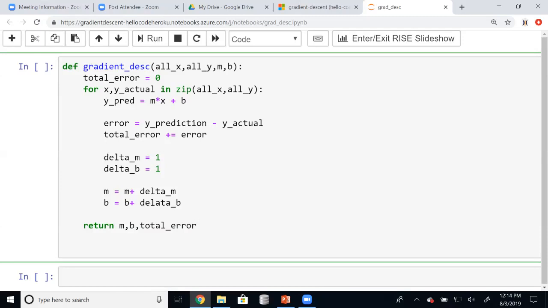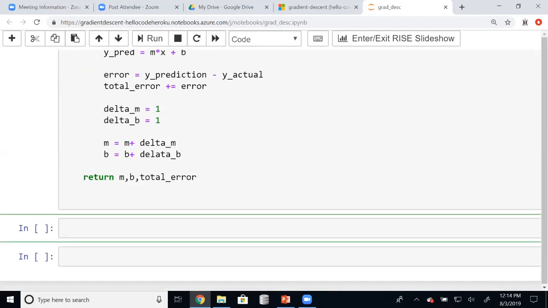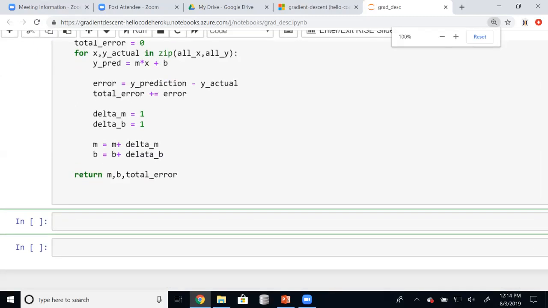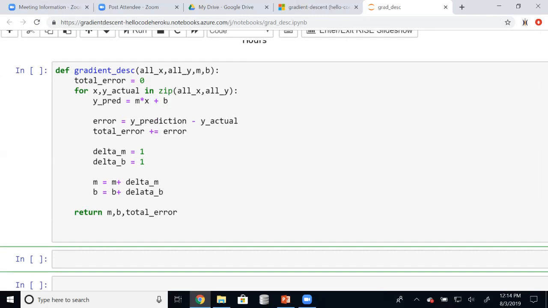All right, so let me just go ahead and call this method as well, and let's see if this even gives us anything, or there are some problems with this. So the method returns m, b, and the total error. So I'm going to say m, b, and the total error is equal to, let's call gradient descent. So I'm going to call the gradient descent function over there.